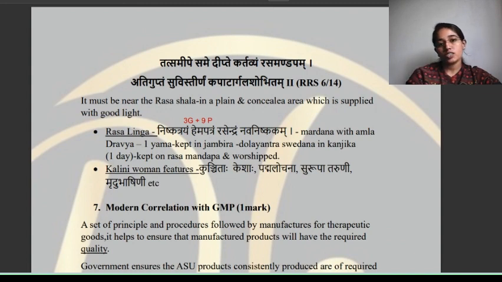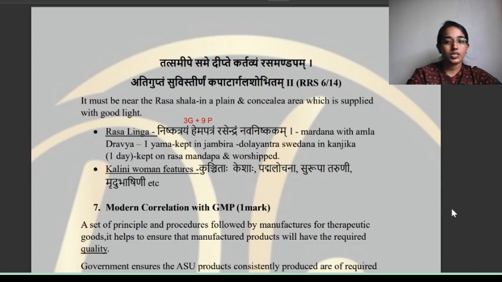So that's about Rasamandap. And also in Rasamandap, a Rasalinga should be placed, right? So there is a proportion in which the Acharya has mentioned how to make a Rasalinga. That is, Nishkatrayam Hemapatram, Rasendram Nava Nishkagam. Nishkatrayam Hemapatram means three Nishka of Hema or gold should be mixed with Rasendram Navanishkam, 9 Nishka of Rasendram, that is Parada. And then it is done Mardana with Amla Dravyas, and for 3 hours, that is 1 yama, and it should be kept in Jambira and then subjected to Dola Indra Swedana in Kanjika for 1 day. And then after this, it is washed and then kept on Rasamandapa and worship.